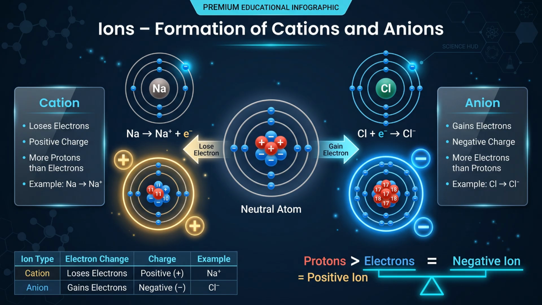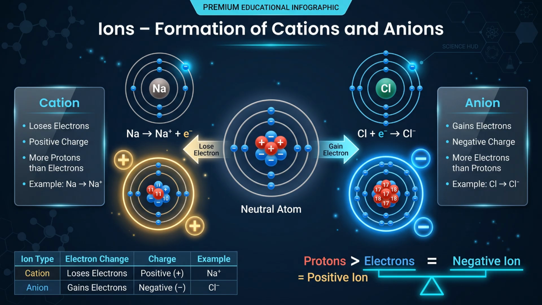Ions are extremely important in everyday life. The sodium and potassium ions in our bodies help transmit nerve impulses and control muscle contractions. Calcium ions are essential for strong bones, blood clotting, and muscle movement. Chloride ions help maintain fluid balance and assist in digestion. Batteries generate electricity through the movement of ions. Electroplating, electrolysis, water purification, and many industrial chemical processes also depend on ions.